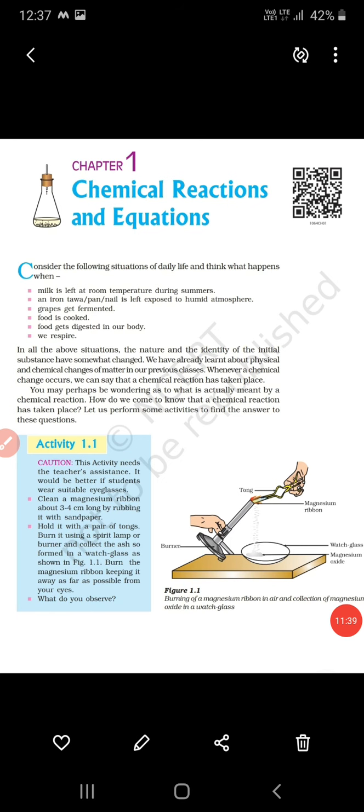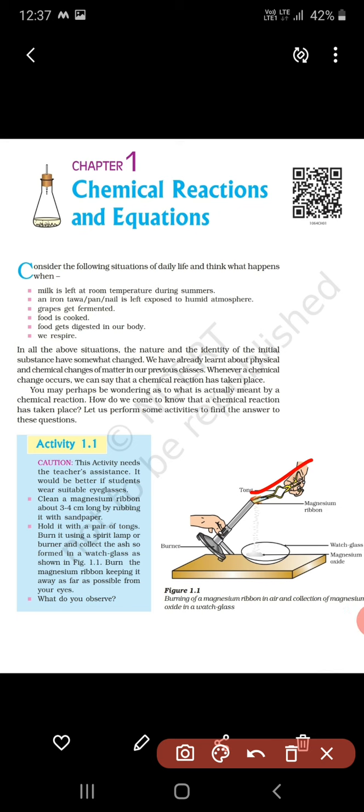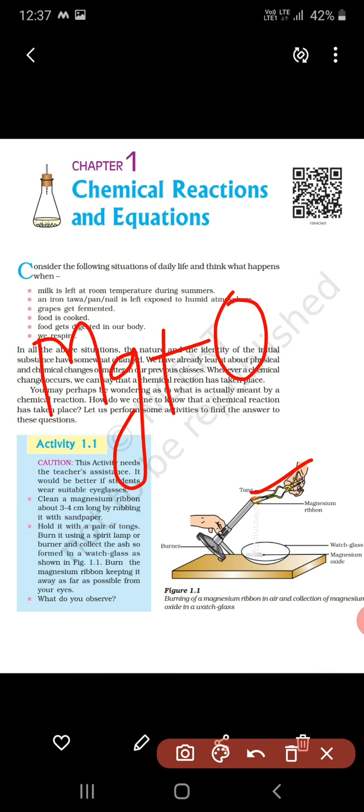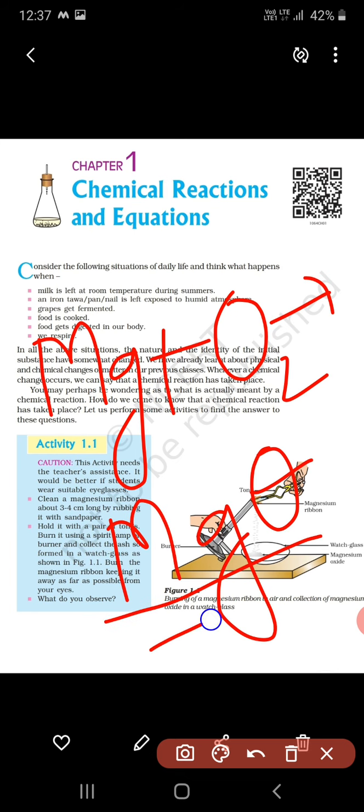So what we observed: this is a magnesium ribbon. When it is burned with the help of a spirit lamp, the magnesium actually reacts with oxygen from air. We know that in air there are certain gases: carbon dioxide, oxygen, nitrogen. So when the magnesium ribbon burns, it reacts with the oxygen present in air, and then we get the product, magnesium oxide, which is a white color powder.